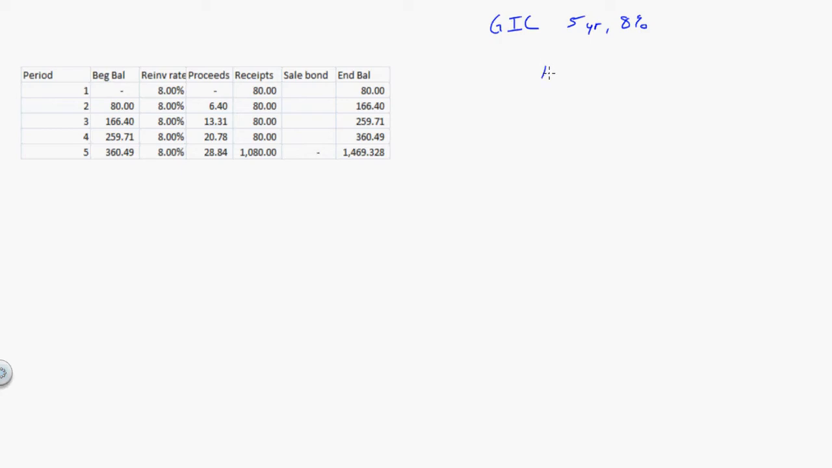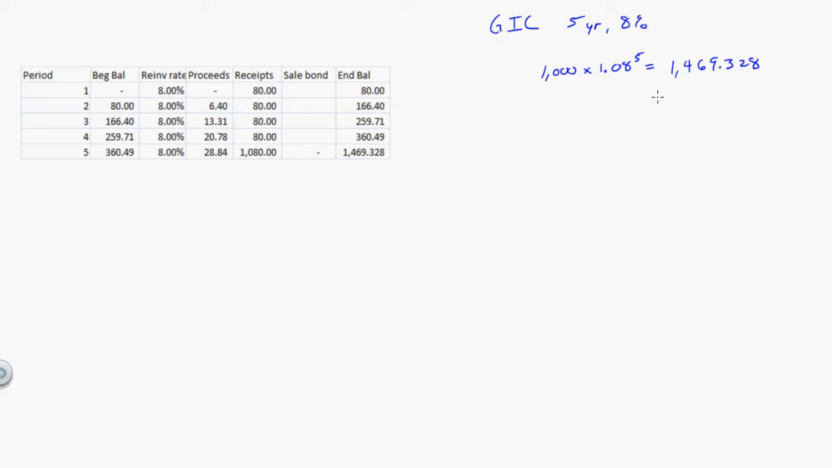So a client would give you $1,000 today, and you would tell them, okay, we'll pay you 8% over 5 years, which means we will pay you $1,469.328 five years from today. So it's just one payment today, and in return you get one lump sum in the future. This works like a zero coupon bond.